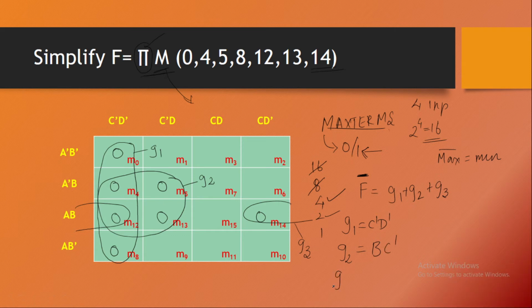Let me go for G3, which is given by M14 and M12, which belongs to the row AB. So that is AB, into the column C dash D dash plus C D dash, which is nothing else but D dash. So this is what we have here. So rewriting this one, let me erase this part so that I have enough space to write on it.